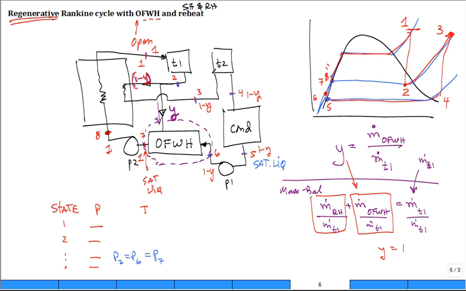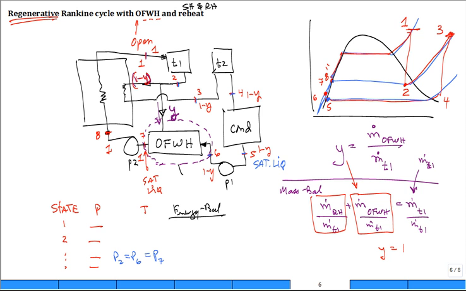Once we have the mass flows correct, then we go and do an energy balance. If we do the energy balance for the same open feed water heater, it tells us what Y has to be. It gets our equation so that we know, if we want saturated liquid at state 7, Y has to be 31.2%, whatever number it has to be. True? So that's what we're going to do.